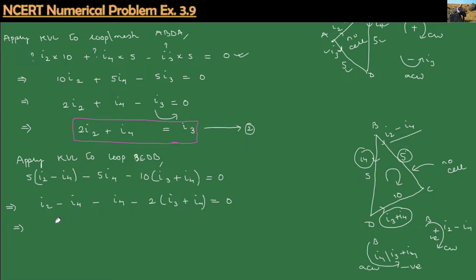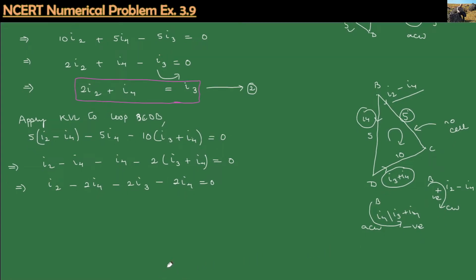Then from here, let us break that up. This will be I2, and this and this is common. We have I4 and I4, so that means it will be 2 I4, and over here this will be twice I3. Plus into minus will give you minus, 2 into I3 will give you 2 I3, minus into plus will give you minus, that will give you 2 I4. This will be equal to 0.